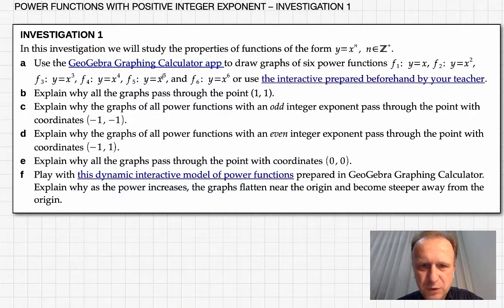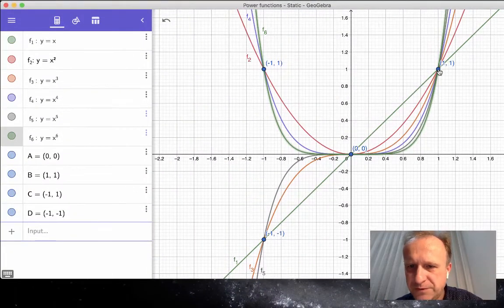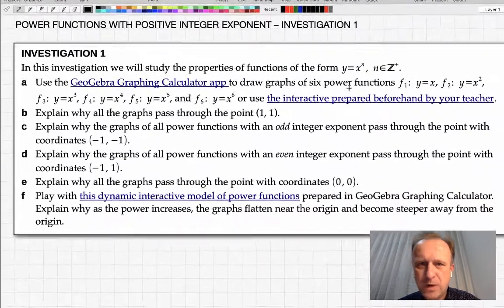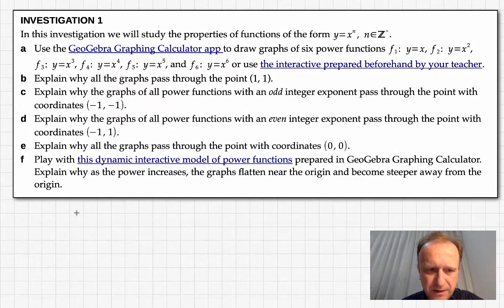So we have used this program to graph these functions, and now in part B we are asked to explain why all the graphs pass through the point 1, 1. You may have noticed that all of those functions pass through this point with coordinates 1 and 1. So why is that? Let us think about this for a while.